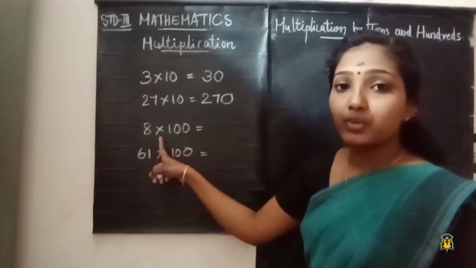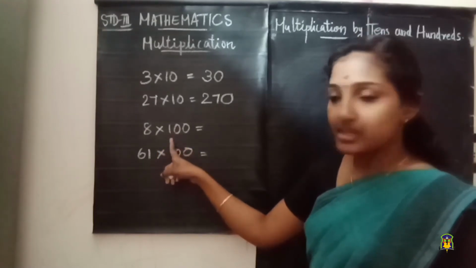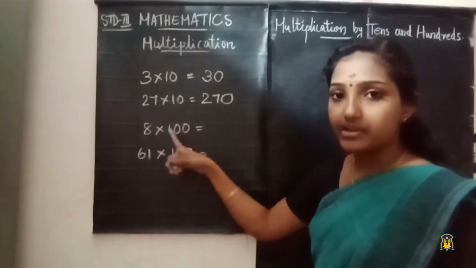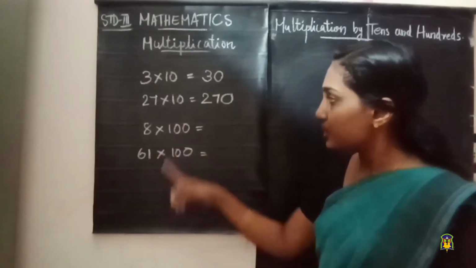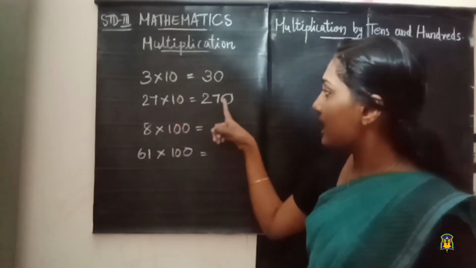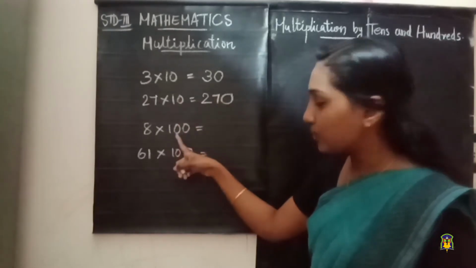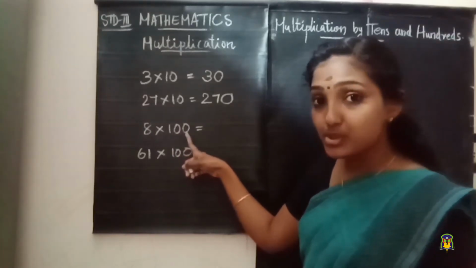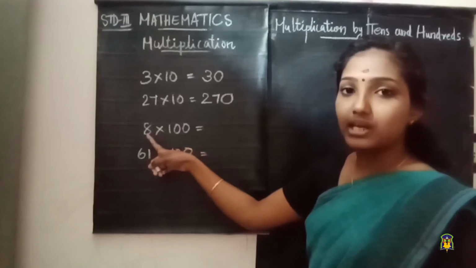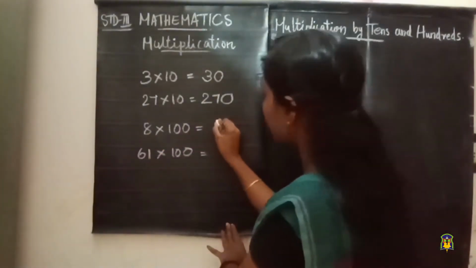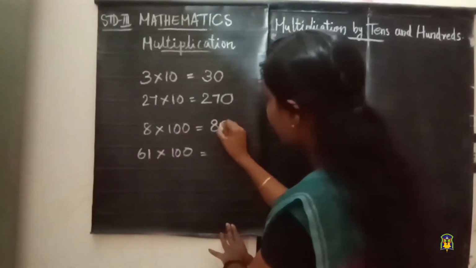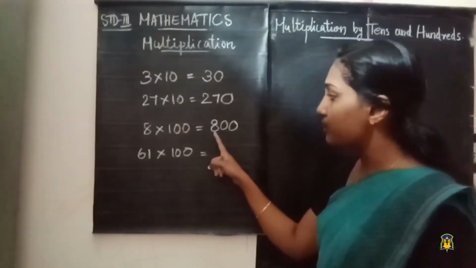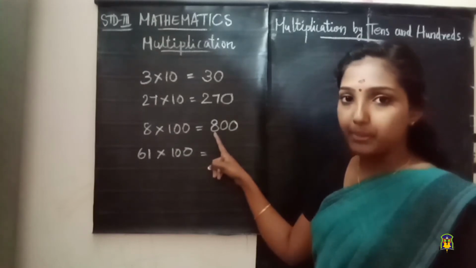Next, we are moving on to the multiplication by hundreds. So here we have to multiply 8 by 100. 8 into 100. So here look, for 10 we just added 1 zero. Then for 100 we have 2 zeros. So what we have to add? We have to just add these 2 zeros to the right of the number. So here 8 into 100 will come 800.